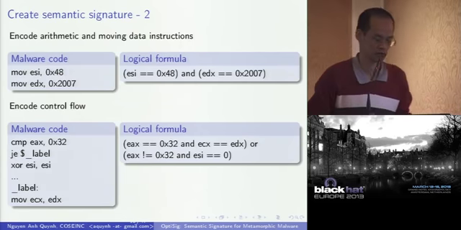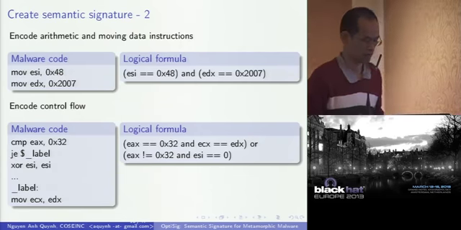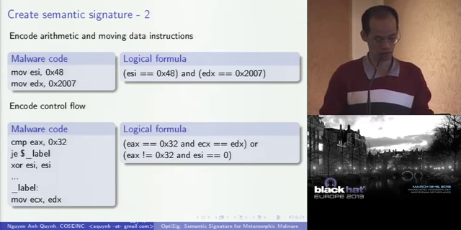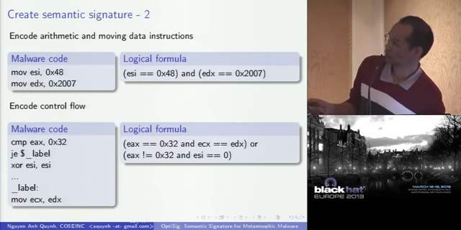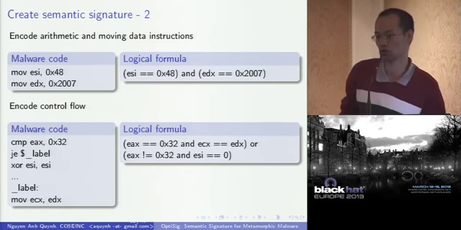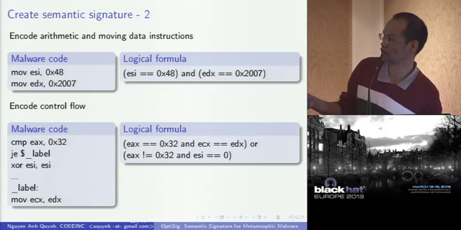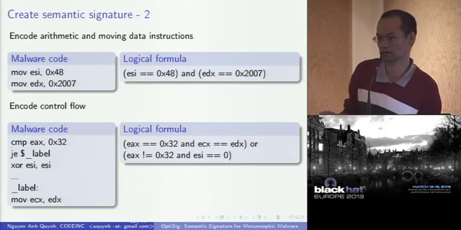So what is a semantic signature for the code? Here are some very simple examples. For simple code like arithmetic or data-moving instructions, we encode them like this. On the left side, we have the malware code: copy 48 to ESI, copy 207 to EDX. The logical formula for this code is ESI equal to 48 and EDX equal to 207. And that is the logical formula for the left code, right?